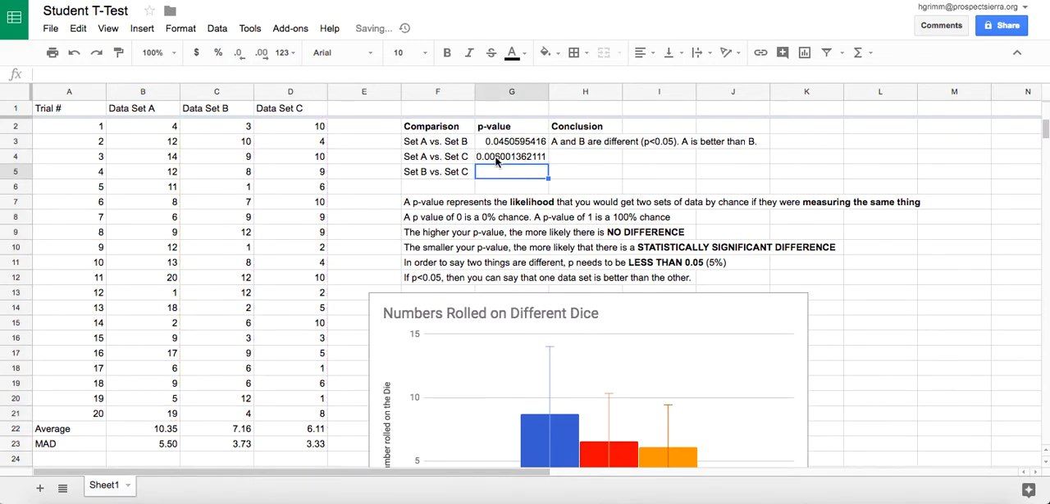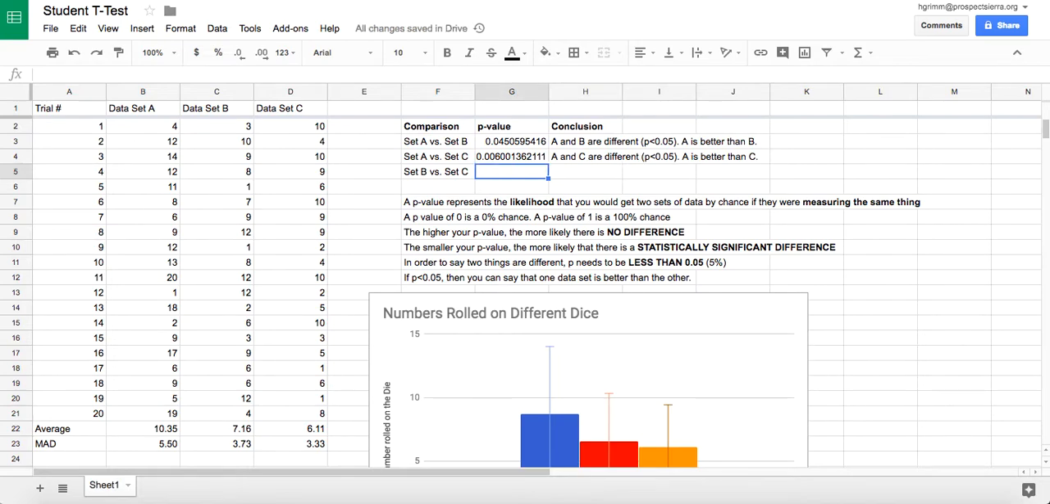Oh, look at the number here, 0.006. That's much smaller than 0.05. I can definitely say that A and C are different, right? So I know that A and C are different because P is less than 0.05. And again, I would look at my averages. My average for A was 10.35. My average for C was 6.11. 10.35 is bigger than 6.11, so I can say that A is better than C.